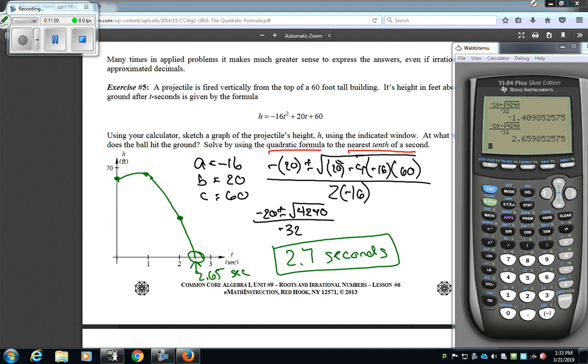So that's how you would look at one of those graphing questions. And again, make sure you round it correctly, because if you don't round it correctly, then you would lose a point for it.